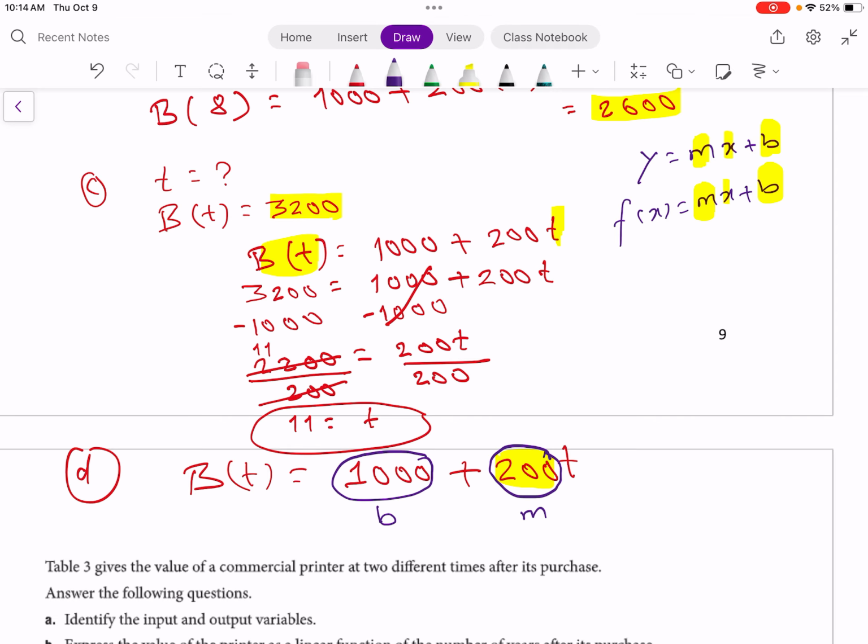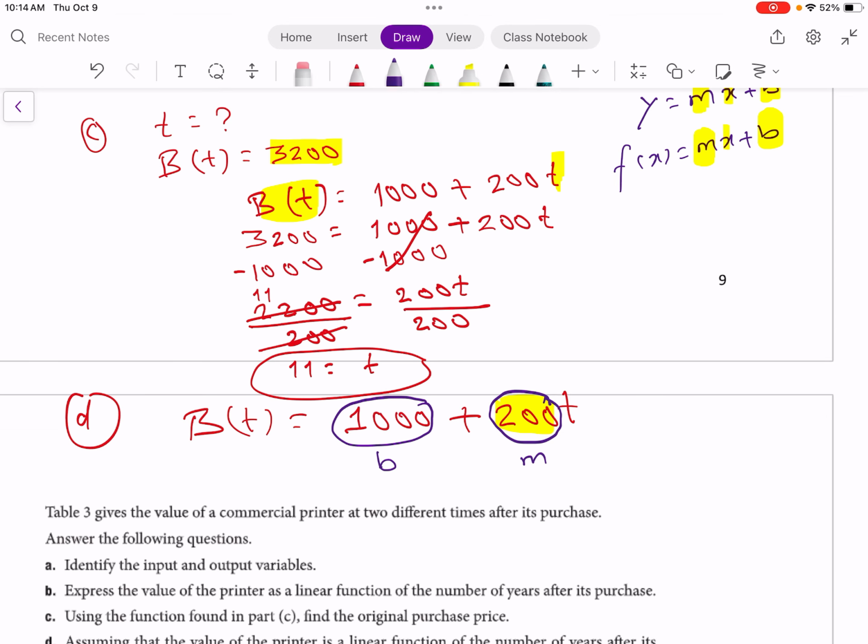Now, what does it mean for us? What does it mean for the y-intercept to equal $1,000? What kind of bonus is that $1,000? When will she get $1,000 as a bonus? What we know is that she gets $1,000 plus $200 for each year. Now our y-intercept is $1,000. What kind of bonus is that? What does that zero mean?